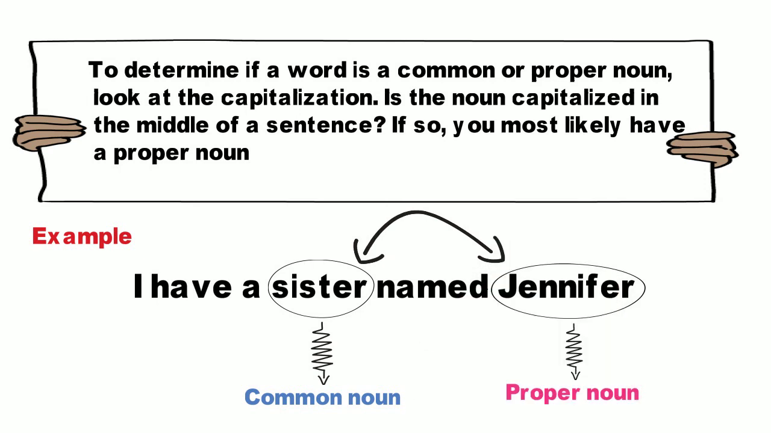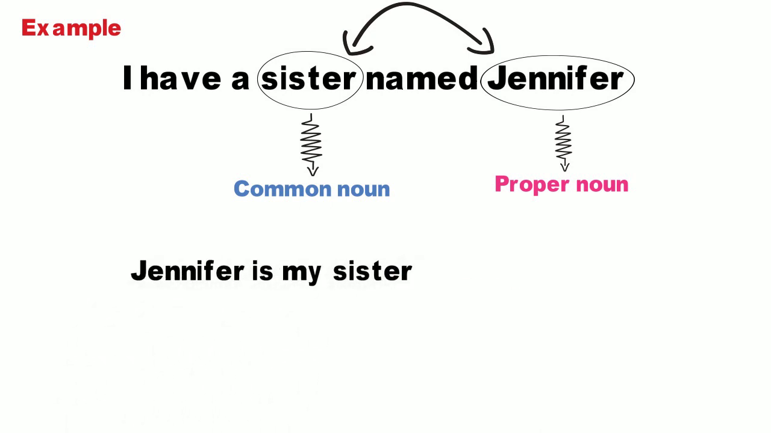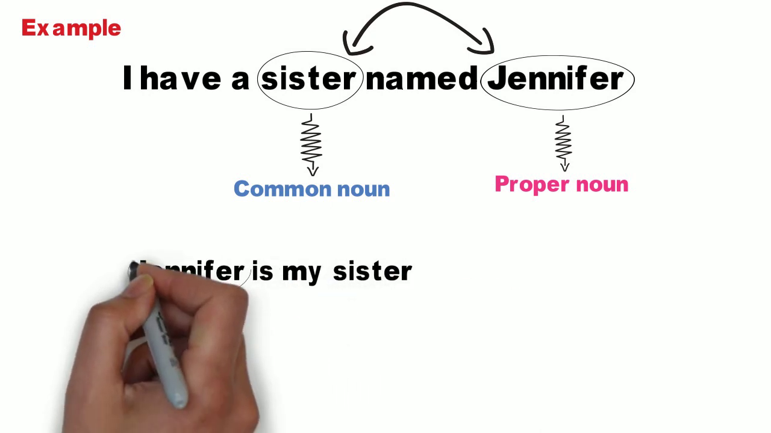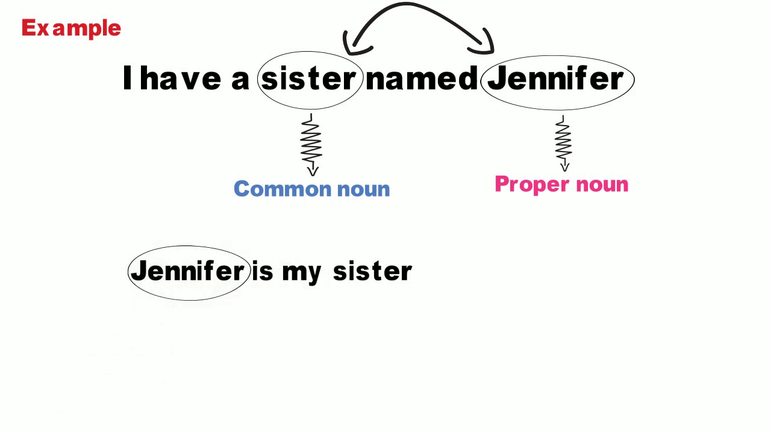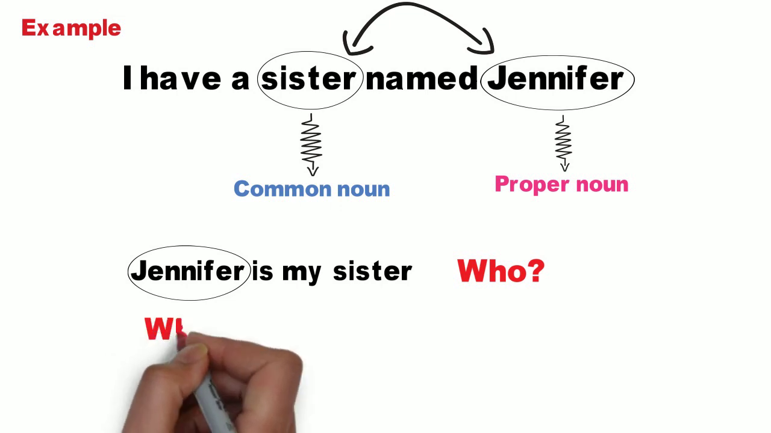But you cannot always rely on capital letters, as sometimes a proper noun can be in the beginning of a sentence, and the beginning of the sentence are always capitalized. So, for example, Jennifer is my sister. So now, how can we identify if the first word is a proper noun? What you need to do is ask yourself, who?